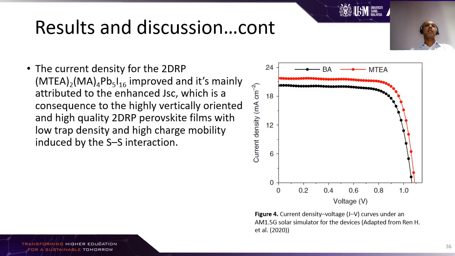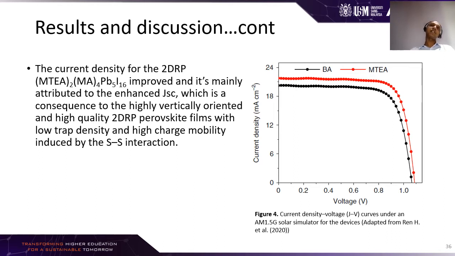All right. Now this is the current density chart for the 2DRP MTEA2 MA4 Pb5 I16 improved. Basically, the current density greatly improved versus the BA perovskite, right? So the red line here is for the MTEA build. It is clearly much better than the BA. All right, and this is because it has improved the JSC.